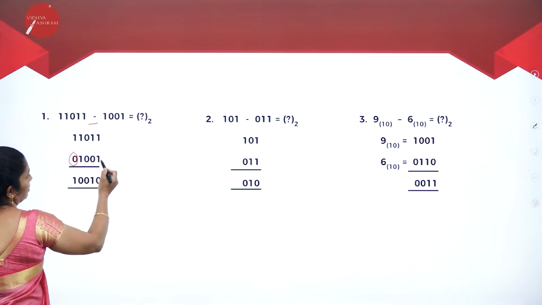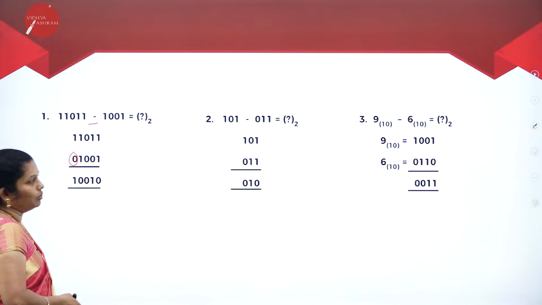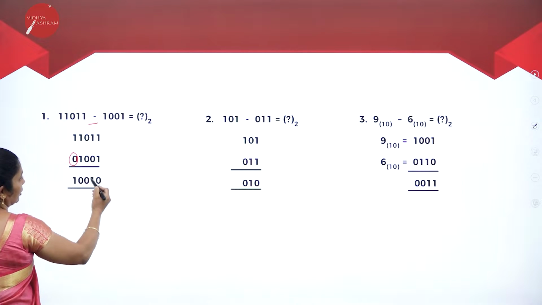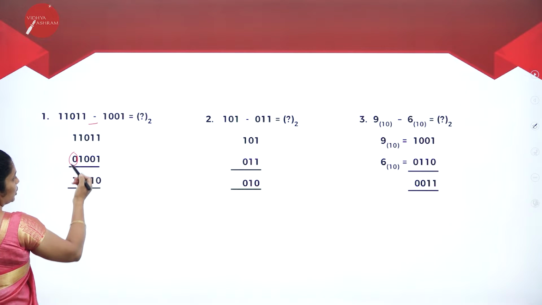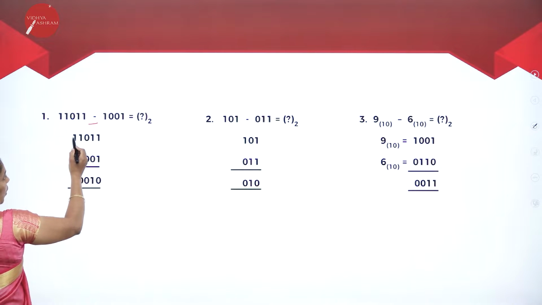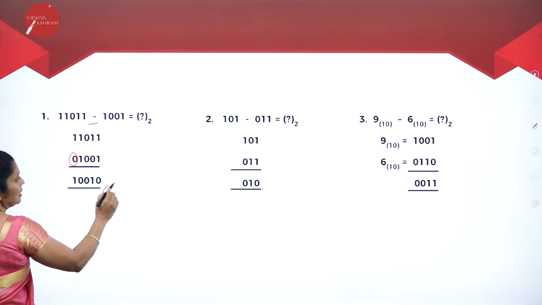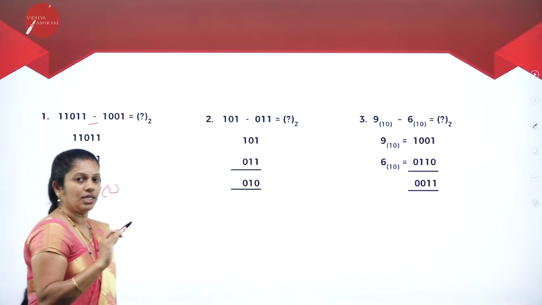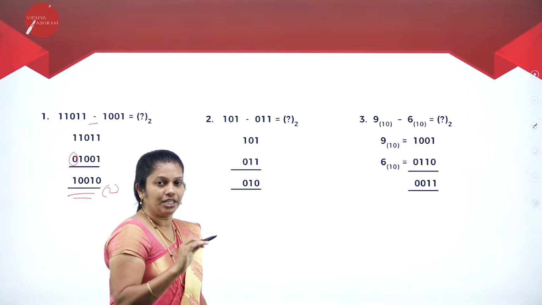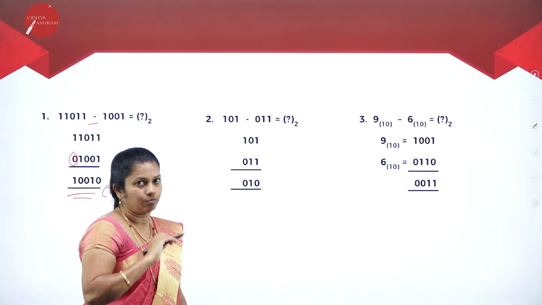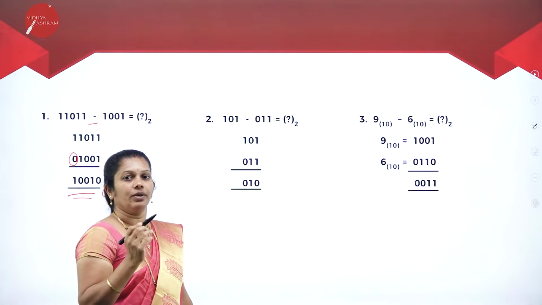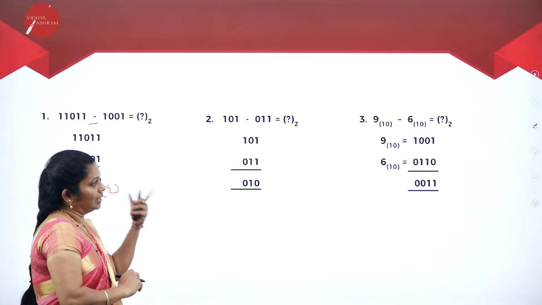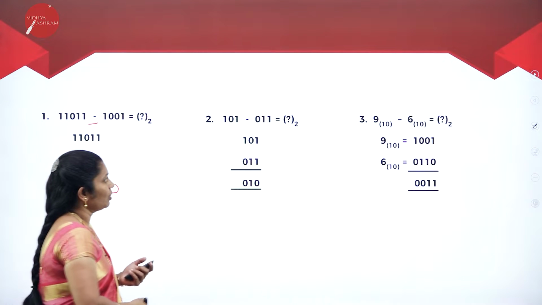Then here 1 minus 1, the value is 0. 1 minus 0, the value is 1. 0 minus 0, 0. 1 minus 1, the value is 0. 1 minus 0 is 1. This is the binary subtraction method. In the question, if you get binary addition, then you have to follow the addition process. If you get binary subtraction, then this is the method you have to follow.